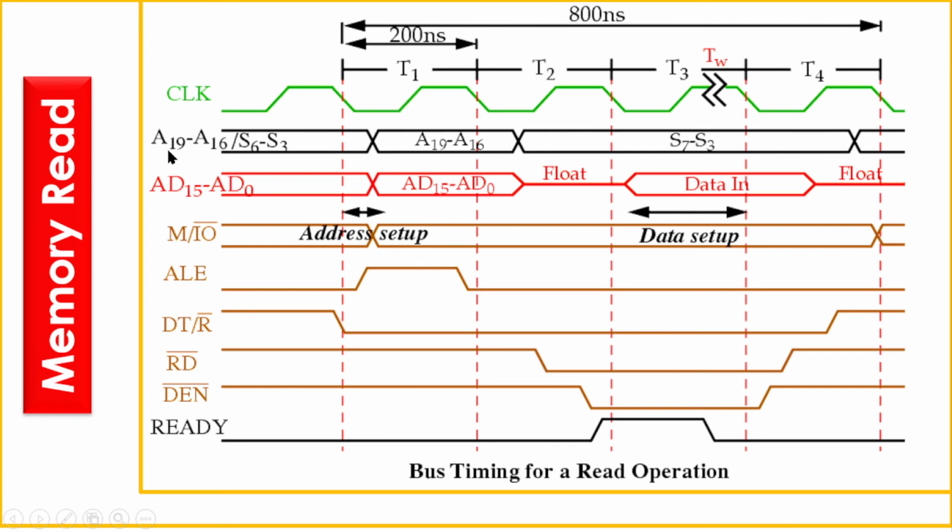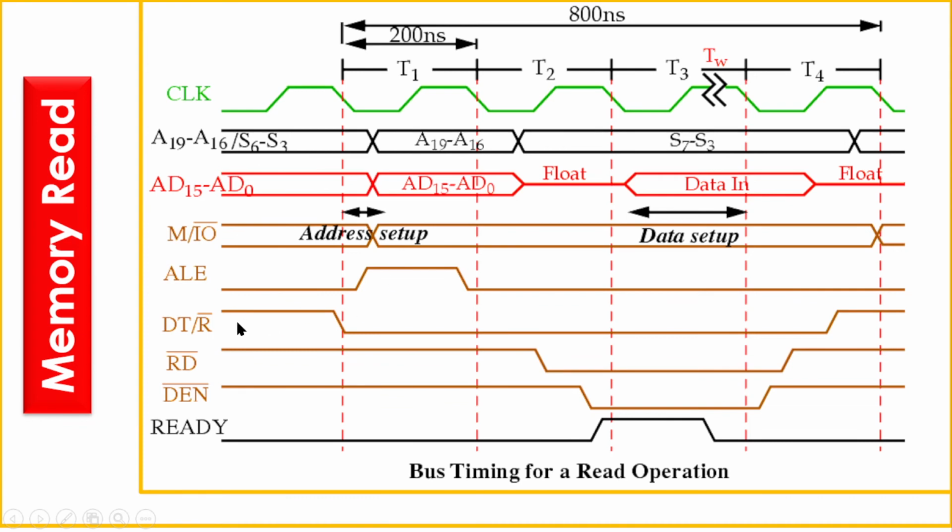Look here at the address A16 to A19. In the first T state it will have the address. From the next T state onwards it will act as status, because address and status are multiplexed in this. Similarly for address and data, in the first T state it will act as the address bus. From the next T state it will act as the data bus. So look here, whenever ALE is 1 it will act as address, ALE 0 means it acts as data. Then the data transmit ready.